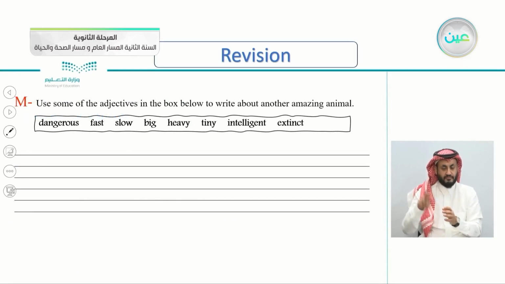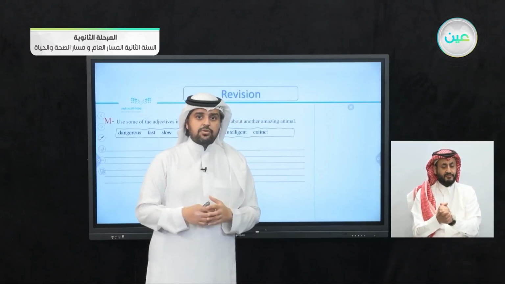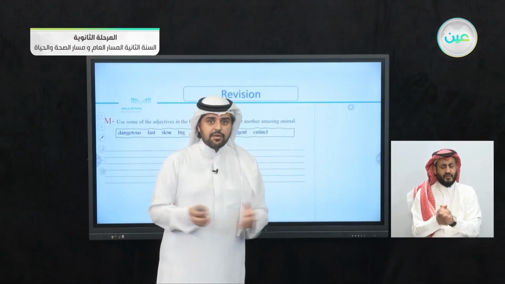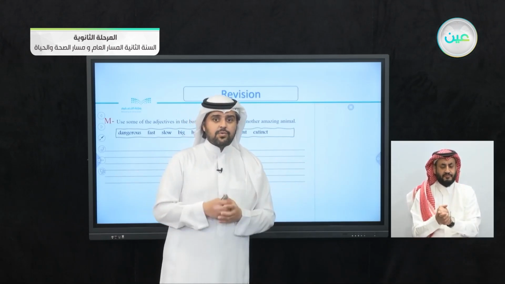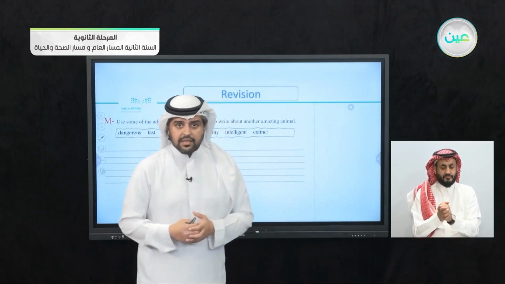Exercise M here. Use some of the adjectives in the box below to write about another amazing animal. So you have dangerous, fast, slow, big, heavy, tiny, intelligent, and extinct. Use these adjectives in this box to write about any amazing animal, as it said in the question, that you want to write about.